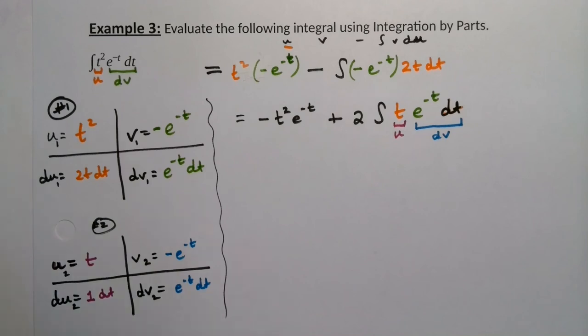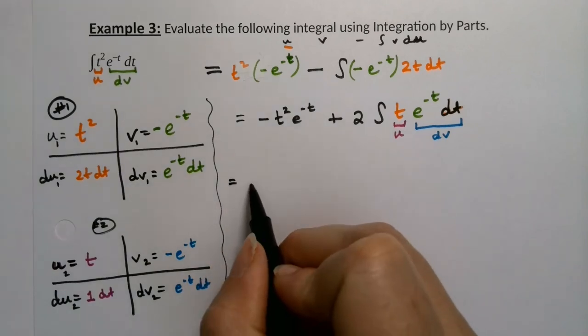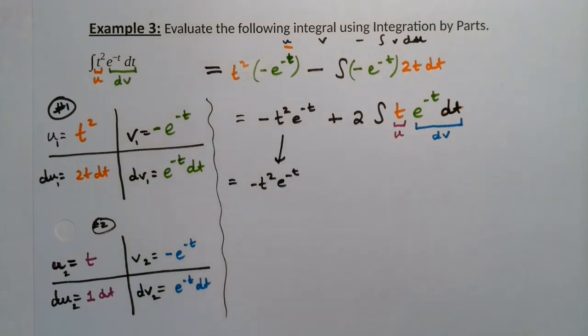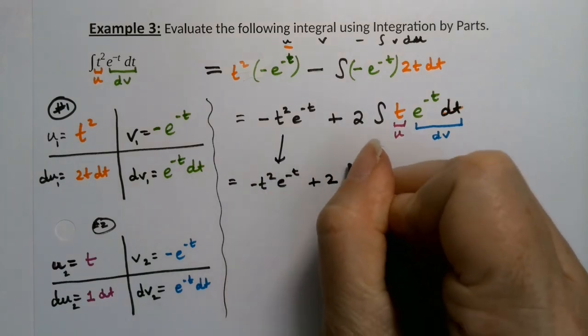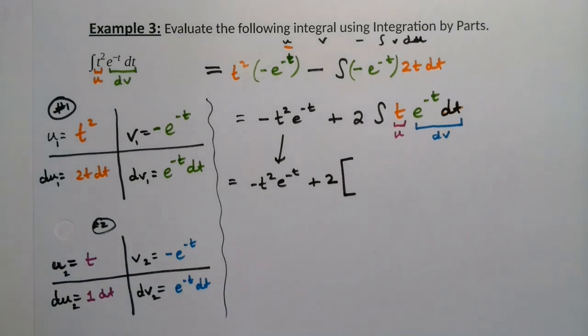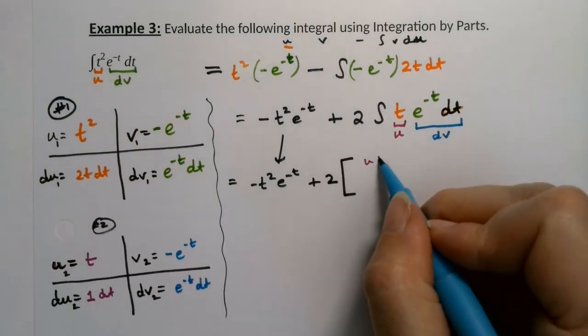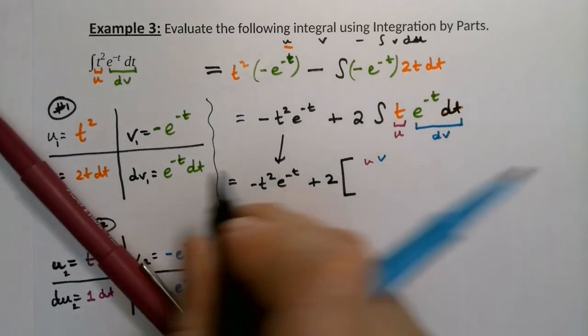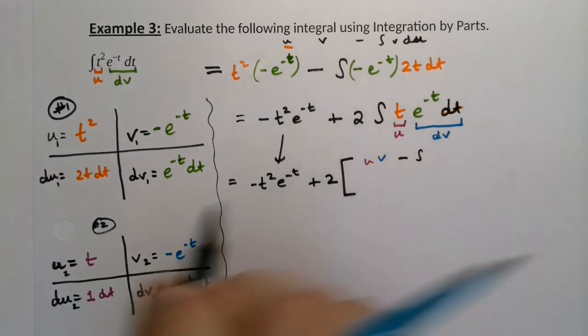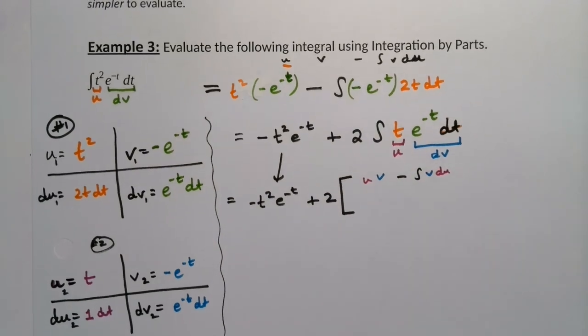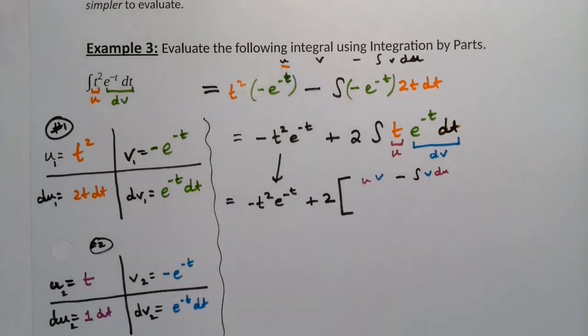Okay, so I still have my negative t squared e to the negative t. This part hasn't changed, so that's fine. Plus 2. And then now what's going to happen in here is I'm going to get another u v minus integral v du going on in here. Right? I'm going to do another integration by parts. So I had one of them up here. So if you like, this is u1.